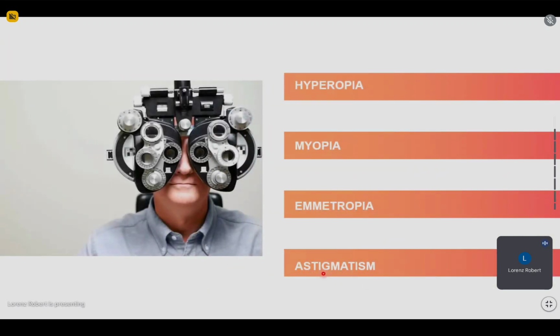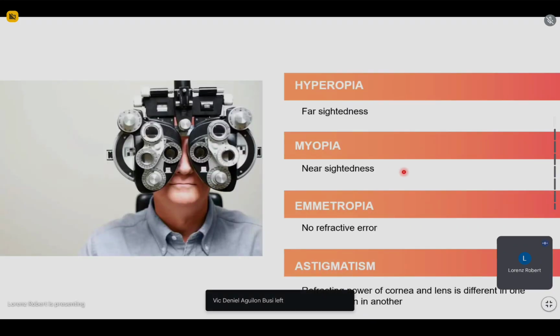Other refractive errors include hyperopia, myopia, and astigmatism. Hyperopia refers to farsightedness, meaning they can see far, but at near it is blurry. Myopia is nearsightedness: very clear at near, but very blurry at far. Emmetropia refers to the absence of a refractive error, so normal, good.